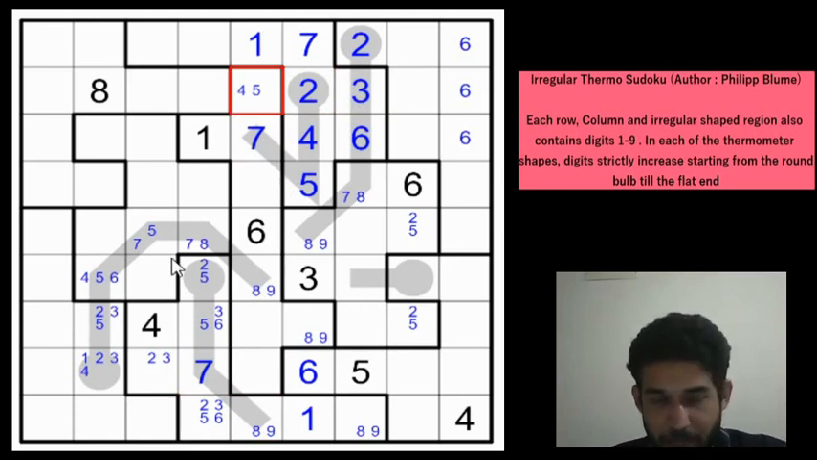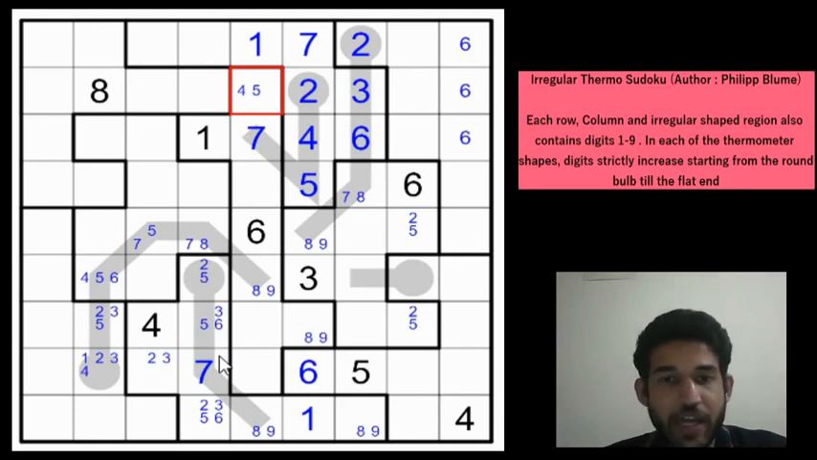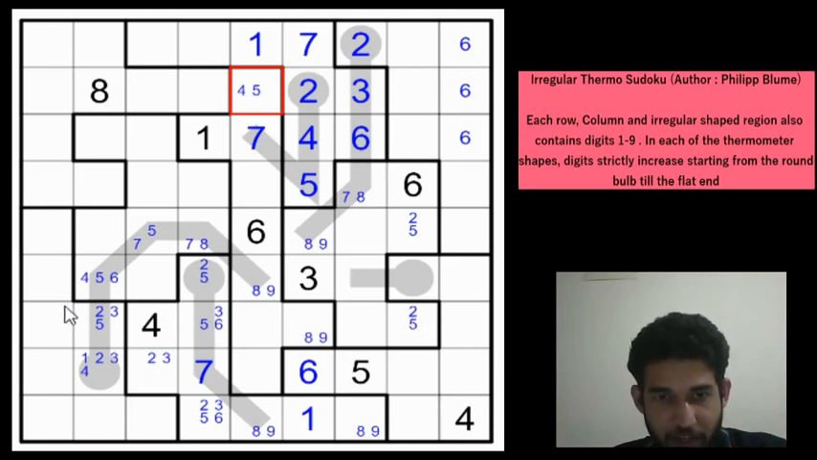Now this is an irregular grid, right? In irregular grid, we always get to use a technique called in-out technique. We have explained this technique in one of our previous videos. In fact, it was in Philip Bloom's previous Sudoku, which you can check out. So if you look at this grid, we can get to use the in-out rule between rows 6 and 7, right? Because, okay, well, we'll come to that.